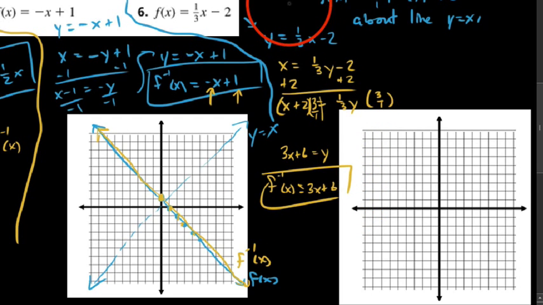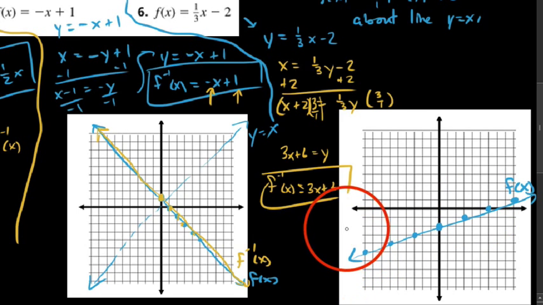So again, graphing the original function here, f of x, which is 1/3 x minus 2, that has a y-intercept of -2 and a slope of up 1, right 3. So up 1, right 3, up 1, right 3, up 1, right 3. Again, we could go down 1, back 3, down 1, back 3, and we'd say, okay, here's our original function. We're going to label this here f of x.